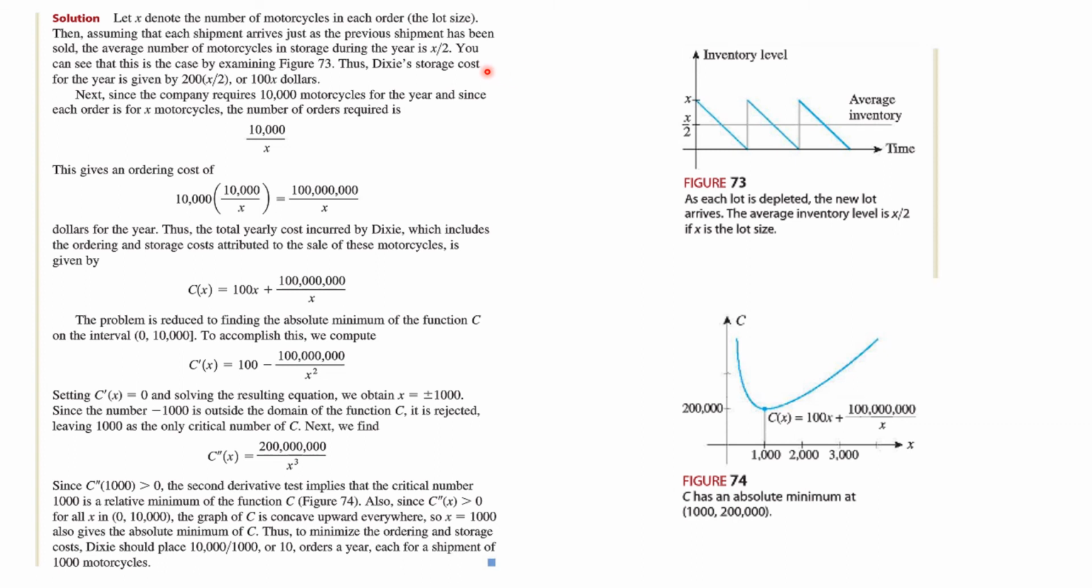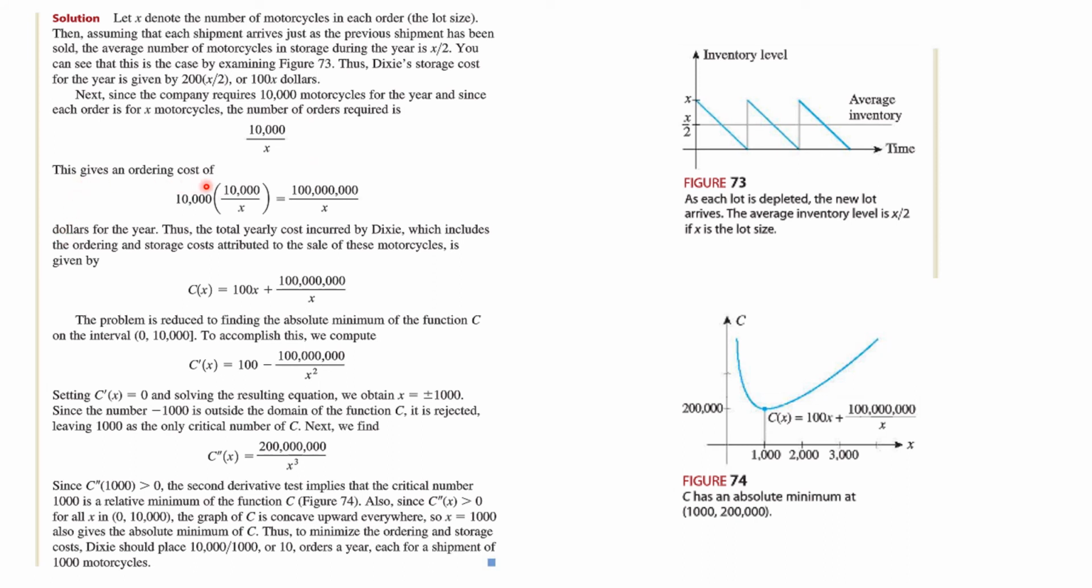So now we're going to create the total cost function associated with this inventory. Since the company requires 10,000 motorcycles for the year, and since each order is for X motorcycles, the number of orders required in a year is 10,000 over X. Think about this. If each time you were ordering 2,000 motorcycles, then how many times would you have to order to get 10,000? Well, it's 10,000 divided by 2,000, and that's 5 times. So you see, this is a generalization of that.